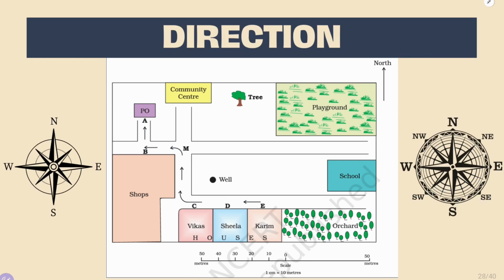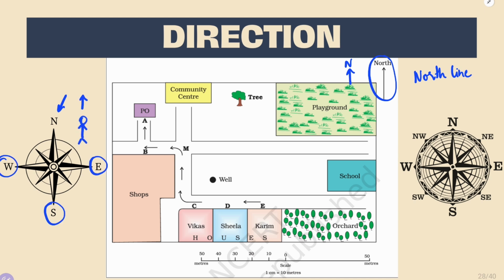The second component is direction. Maps usually have a north line, that is an arrow marked with the letter N, usually at the upper right hand corner. Once north is known, the other directions can be easily figured out, like south, east, and west. If you're standing facing the north, your back would face the south, your right side would face the east, and your left side would face the west.